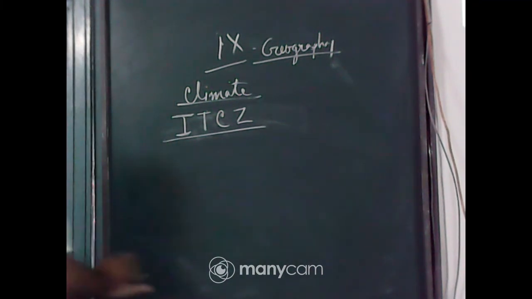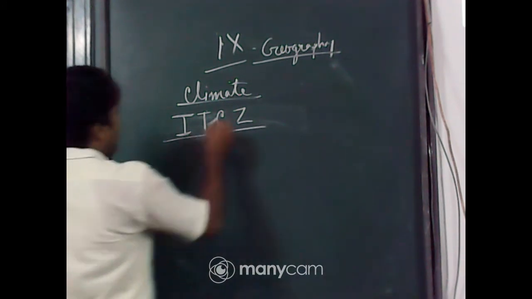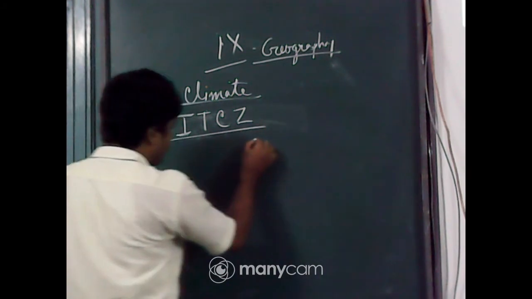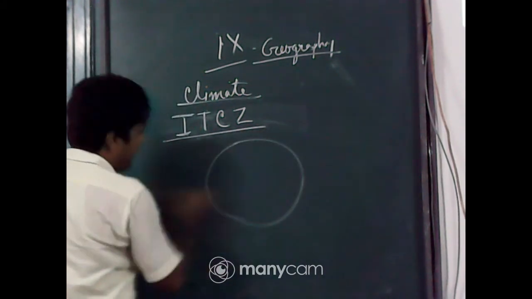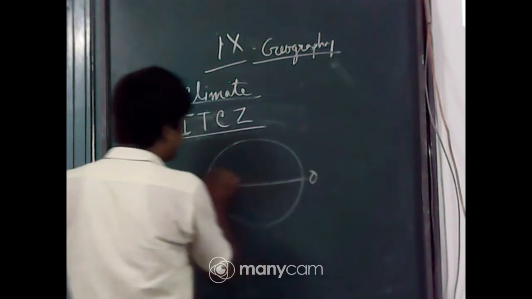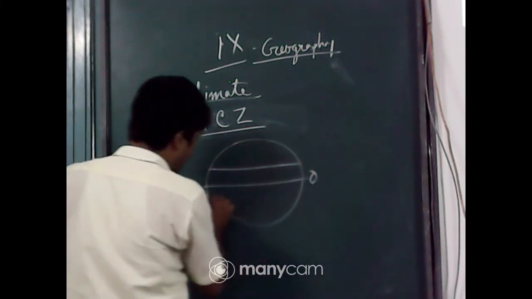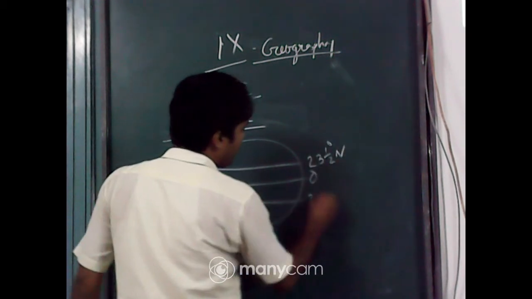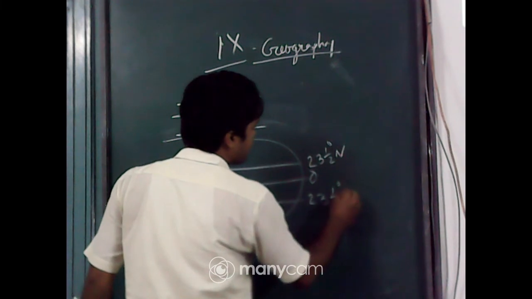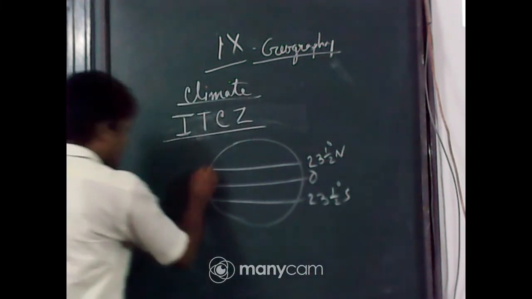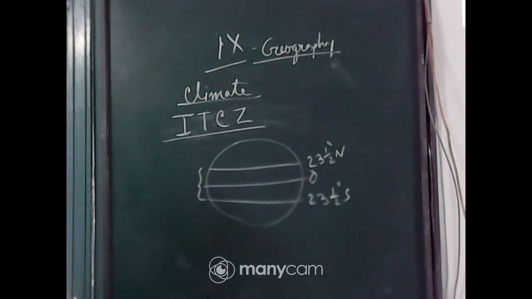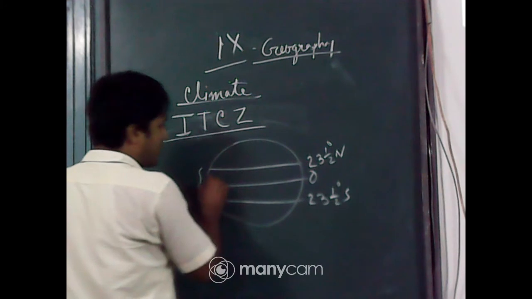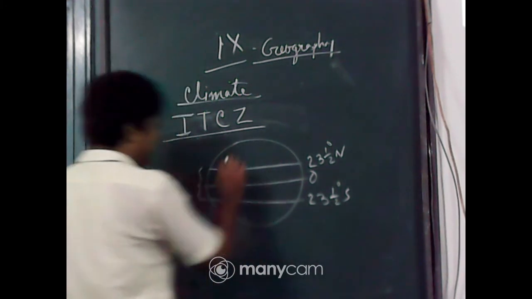What is ITCZ, the intertropical convergent zone? If you see the globe, ITCZ will be located between 23.5 degree north and 23.5 degree south. Near the equator, 10 degree north to 10 degree south, is the tropical region, and 10 degree to 30 degree is the subtropical region, you know.